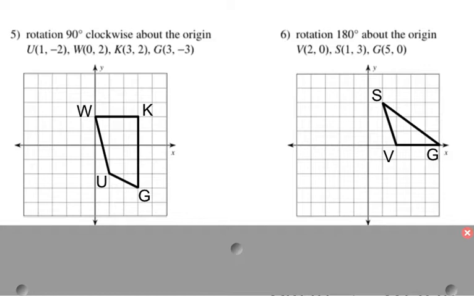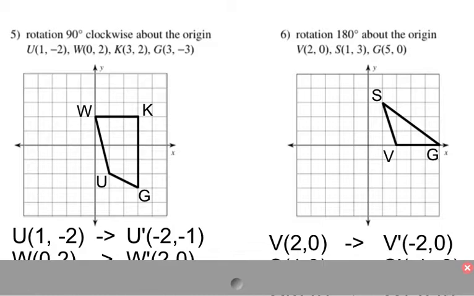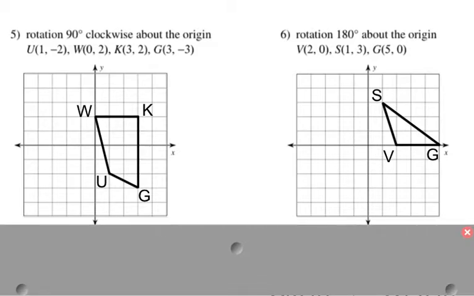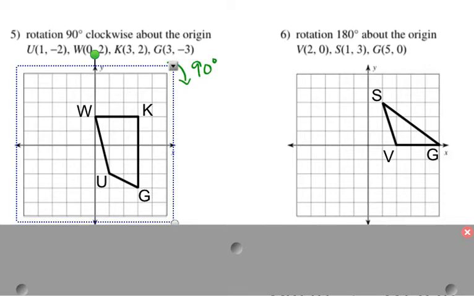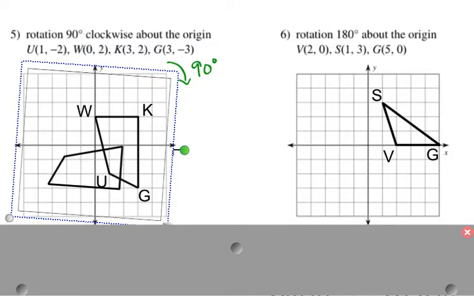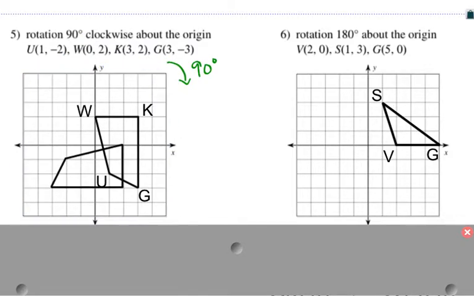Rotate 90 degrees clockwise around the origin. So on this one, we've got quadrilateral WKGU. And if we rotate 90 degrees clockwise, I'm going to indicate clockwise and write 90 degrees next to it. That way I don't have to think of every time I rotate it which way clockwise is. Then I rotate it, and I'm actually looking at the answer here.